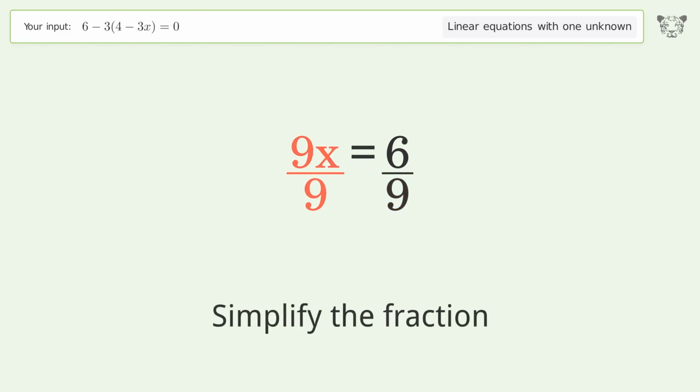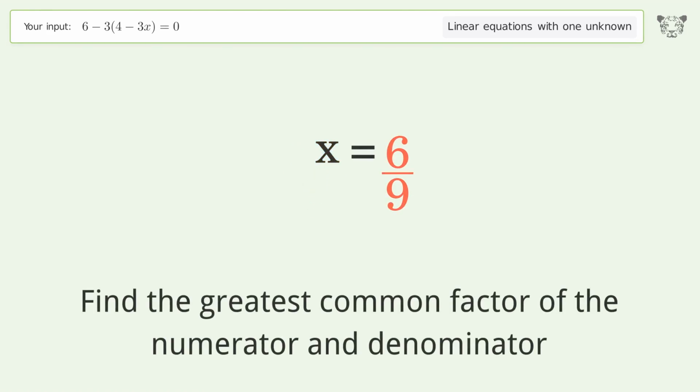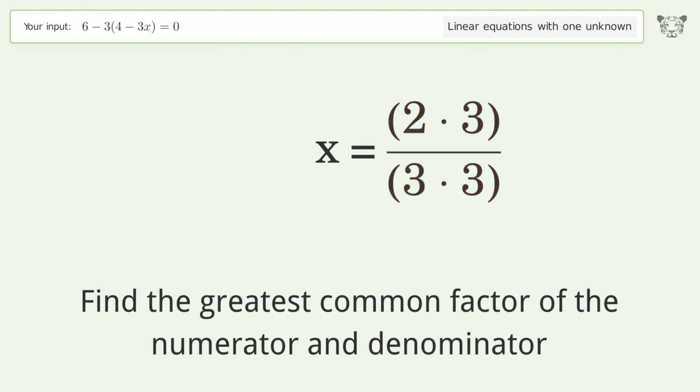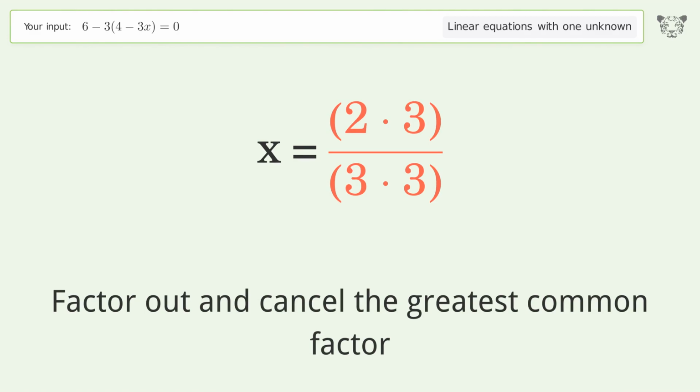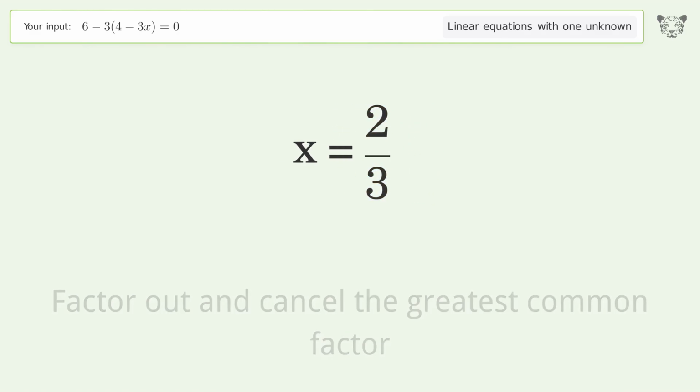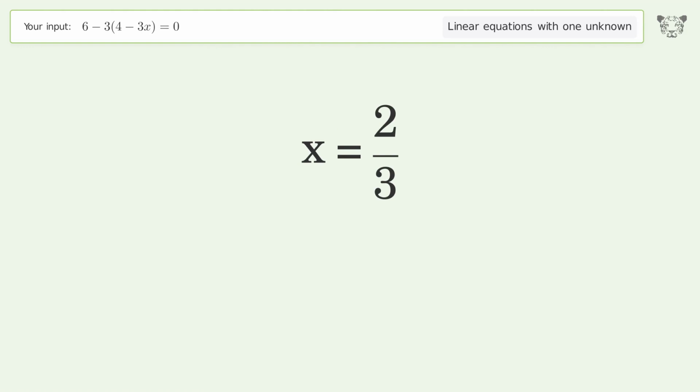Simplify the fraction. Find the greatest common factor of the numerator and denominator. Factor out and cancel the greatest common factor. And so the final result is x equals 2/3.